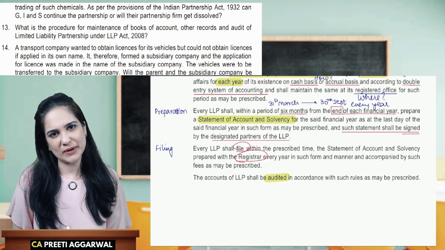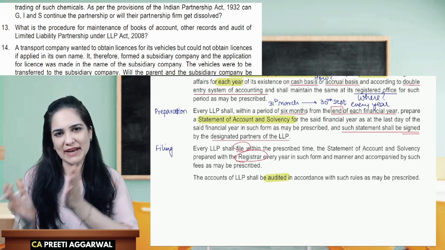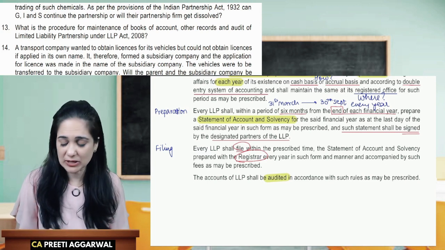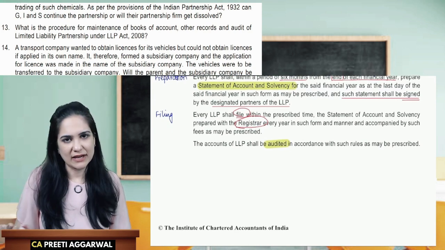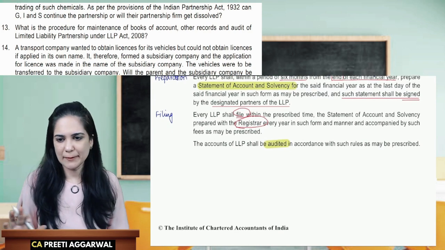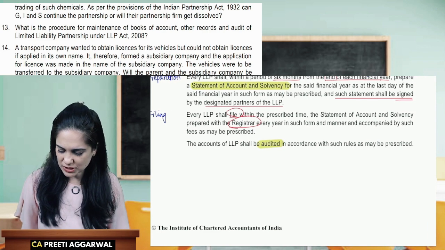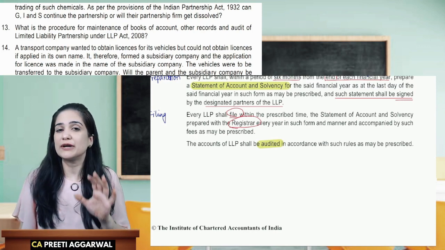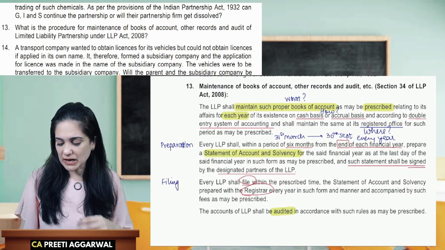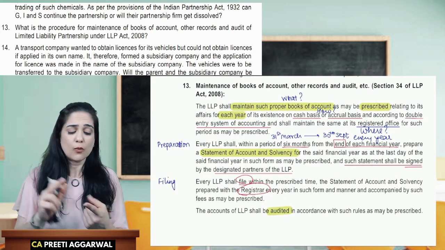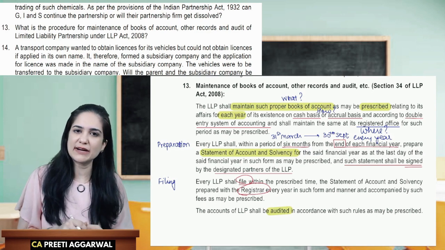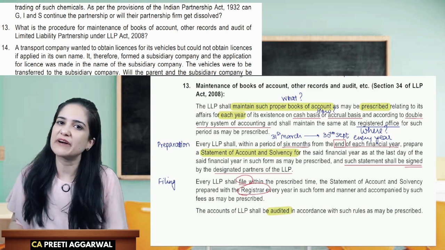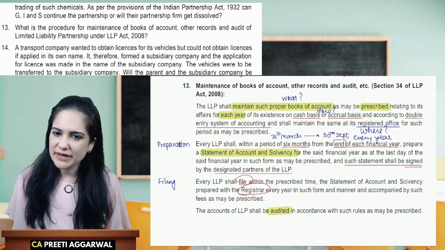Once you have prepared the statement, you also have to file it with the ROC. So the next provision, logically speaking, comes about filing. So now you have prepared, you have also got it signed by the designated partner. Every LLP will now file the statement within the prescribed time and in the manner as may be prescribed by ROC. The accounts will also be audited in the manner prescribed. So it is a very simple answer. If you try to break it down into small parts, keep asking yourself the logical question: what is to be maintained, how it is to be maintained, where it is to be maintained, what about the statement of account and solvency. If you are preparing it, the next logical part is that you will have to file it with the ROC. Accounts also need to be audited.